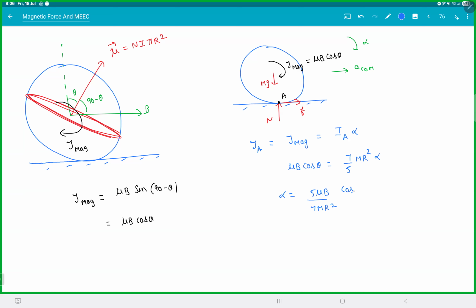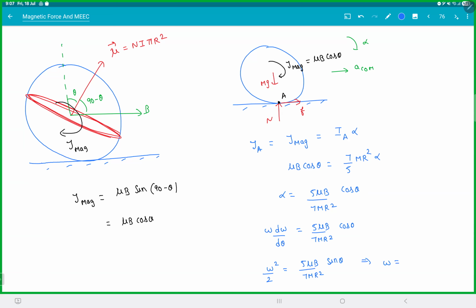You want to find omega? I can write this thing as omega d omega by d theta, which will be 5 mu B by 7 m r square cos theta. Integrate this thing, you will end up with omega square by 2 is equal to 5 mu B by 7 m r square, and that will become sine theta, 0 to theta, that will be sine theta. And this will give you omega.